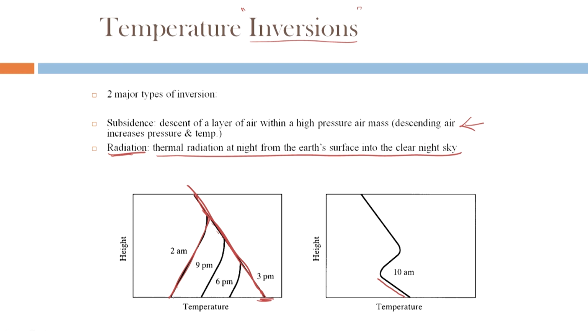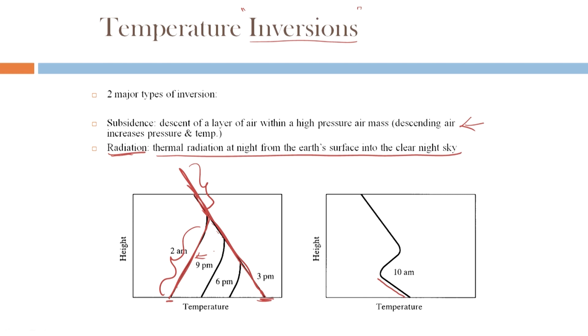But in the night, the air nearer the earth's surface is going to be cooler. It is going to cool at a faster rate than the air above, and that is why you see inversion out here. This is inversion out here. That is something to just keep in mind.